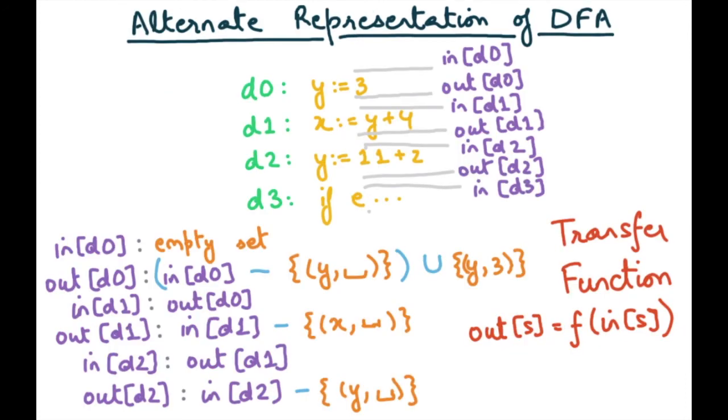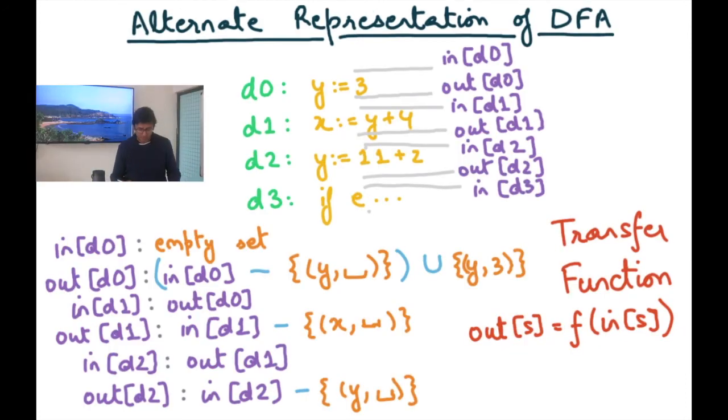Okay, so just to summarize, in this representation, out S is represented as a transfer function of in S, and so this f here is actually the transfer function, and that's how we are representing the DFA. So across a statement we are talking about the transfer function, and this is how the transfer function operates on the in value to generate the out value for any statement S.